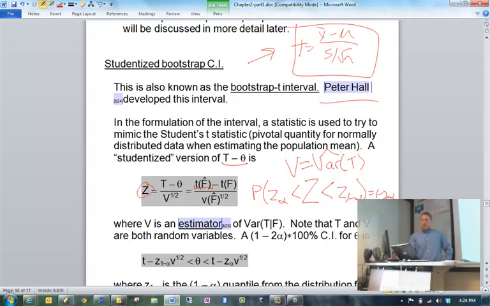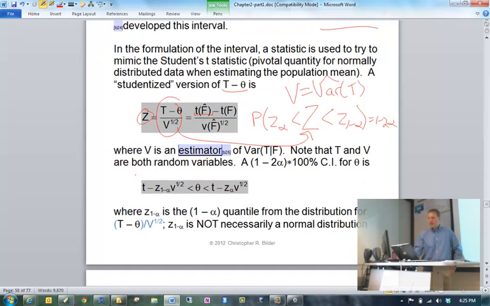So then what I could do is simply plug in what Z is into this probability statement, do some algebra so that I just have theta in the middle, and then take the observed values of the random variables, and here is my confidence interval for theta. I'm not doing the bootstrap yet. Not really doing the bootstrap yet. That will be my confidence interval for theta.